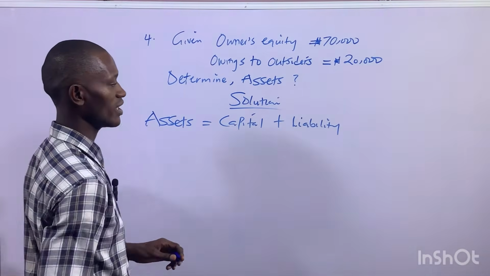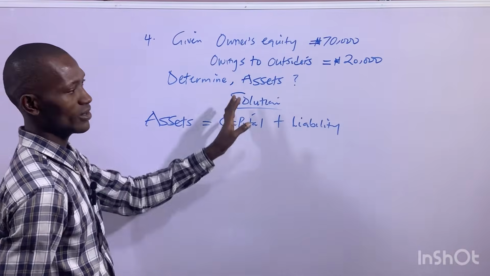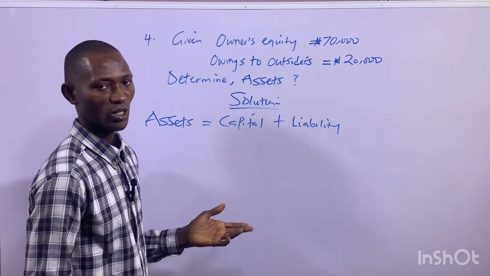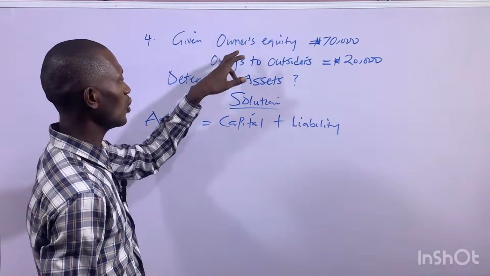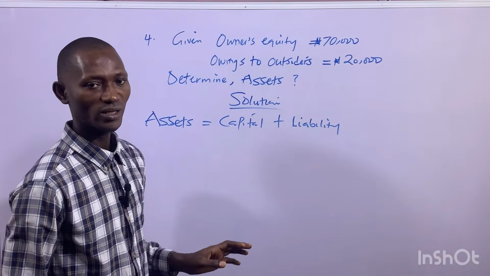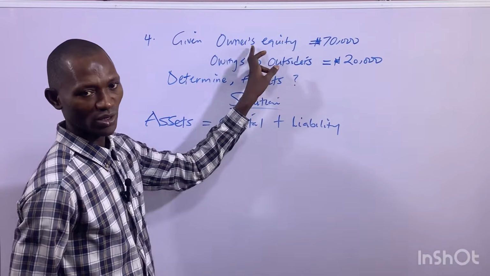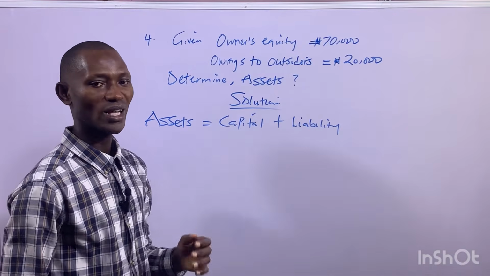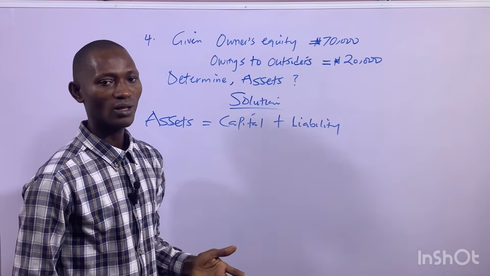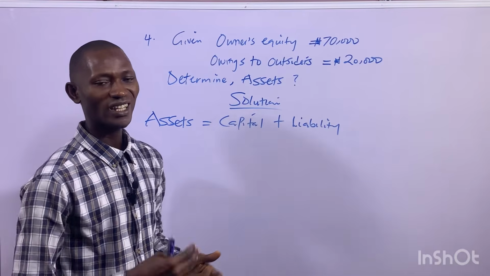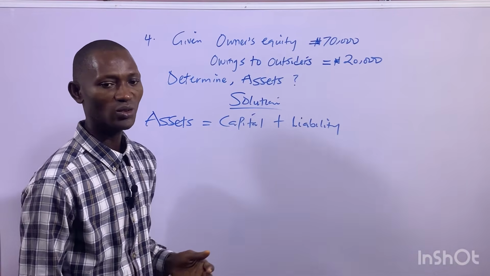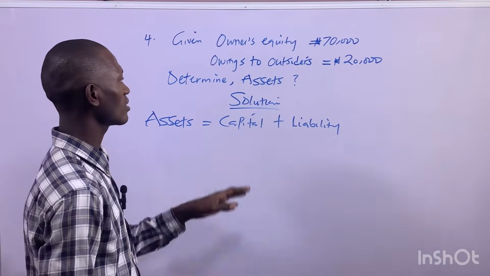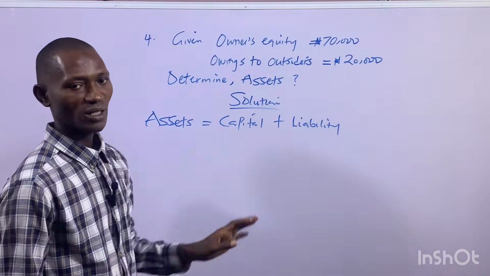Asset equals capital plus liability. Now in this question, some students may be confused because you are not given capital straight away. Anytime you are given owner's equity, it's the same as capital. Owner's equity means the owner's contribution into the business, or most times they call it the owner's interest in the business. That means the portion the owner has contributed into the business. So owner's equity is the same thing as capital.